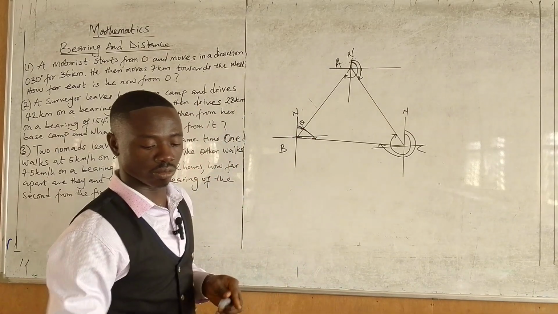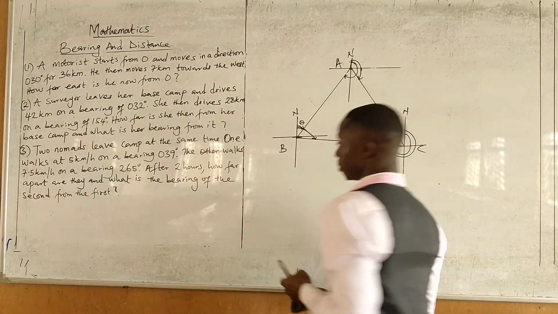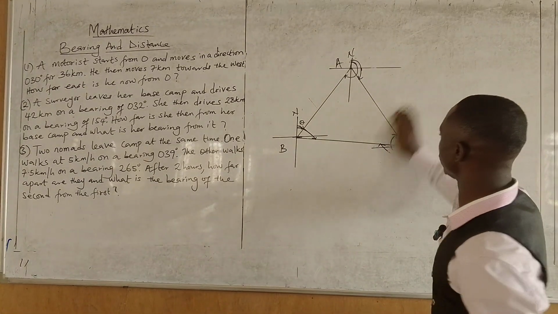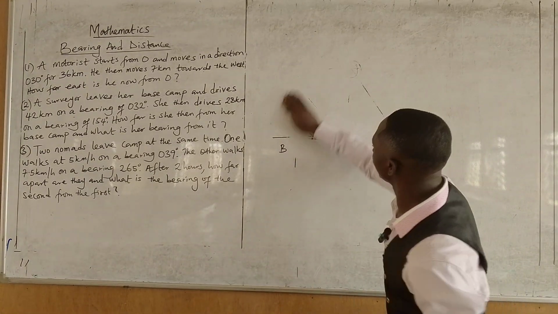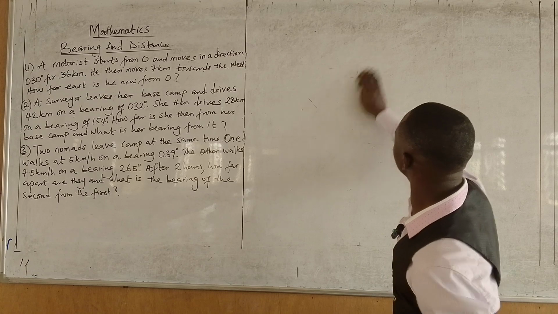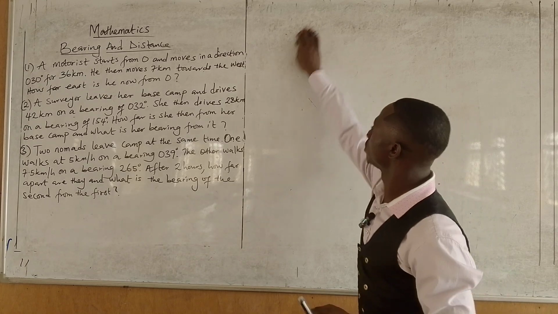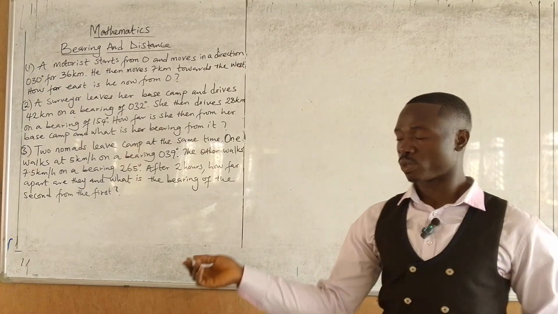So that's how you find the bearing of a point from another point. It's as simple as that. All right. So from here, we can solve these problems.